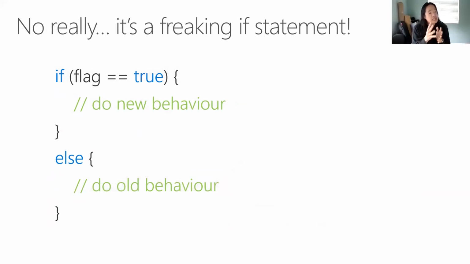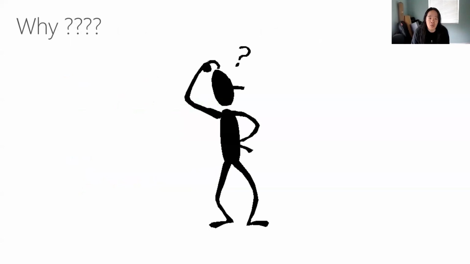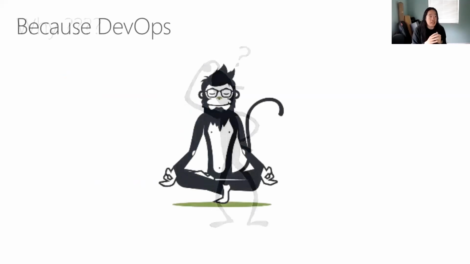But because it's an if statement, if you're going to start adding feature flags into your app, you're adding complexity, right? You're adding depth by adding all of these if statements sprinkled throughout your code. So the big question is why, right? Why would you want to add this extra layer of complexity into your application? And the answer is because DevOps, right?